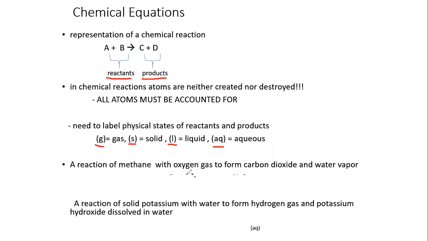Now we have a few examples of writing chemical equations. So we have this reaction of methane with oxygen to form carbon dioxide and water vapor. Now methane is typically found in the gaseous state. So methane here is a gas, oxygen is a gas, carbon dioxide is generally a gas, and of course water vapor is a gas. So all four of these are gaseous components.